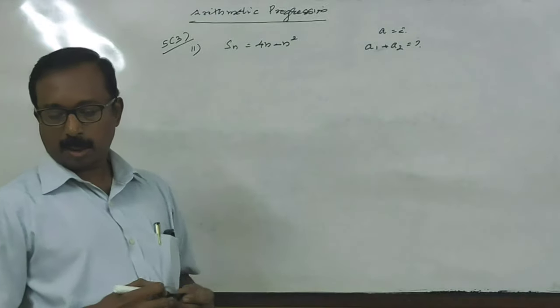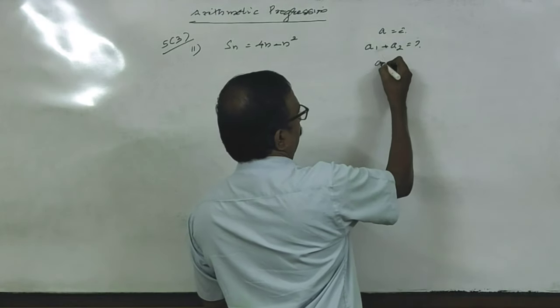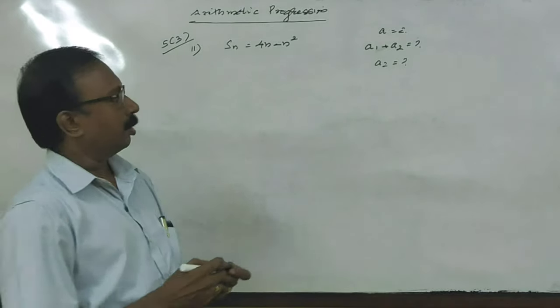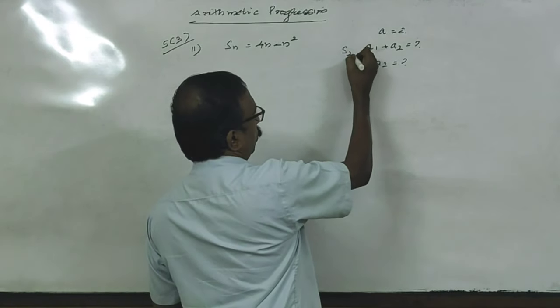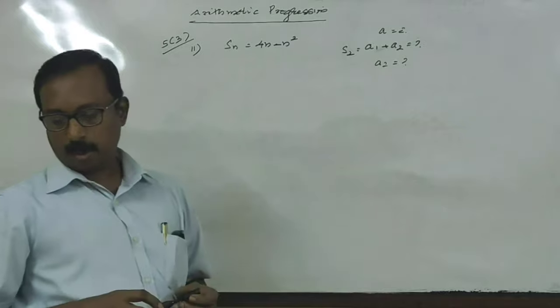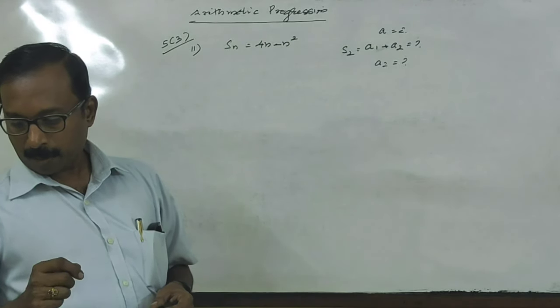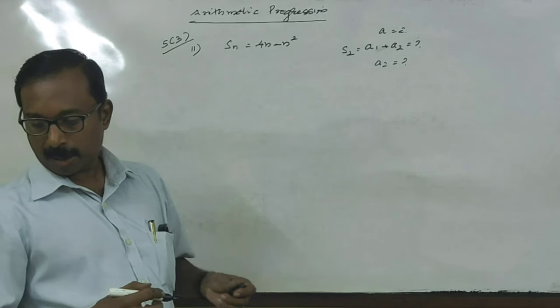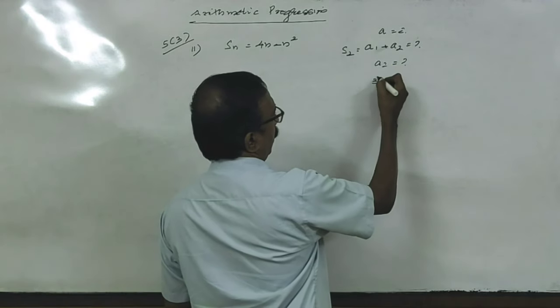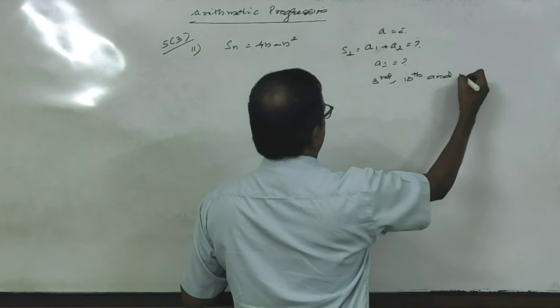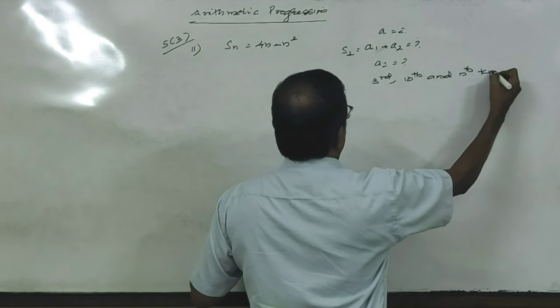Then what is the second term? The sum of the first two terms is S2. Then, similarly, find the third, tenth, and nth terms.